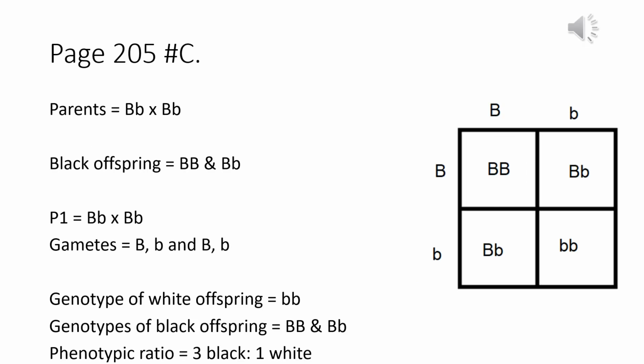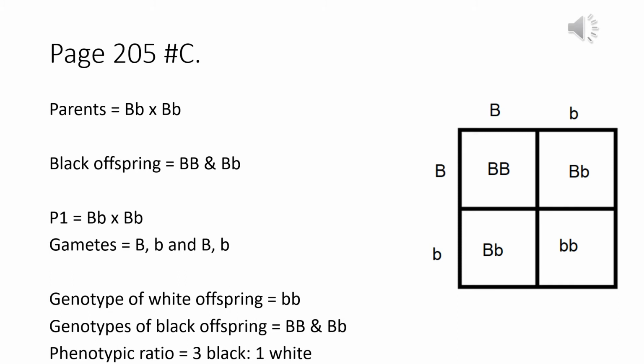On page 205, the lab book does ask what are the genotypes of the parent. They do have to have a little b. Each of them has to have a little b so that the offspring can have that white fur. But the question did say both of the parents were black, so they're going to have a big B as well. Both of the parents are going to be big B, little b, crossed to big B, little b. Once you make the Punnett Square, it's a little easier to see that the genotypes of the black offspring are going to be big B, big B and big B, little b.